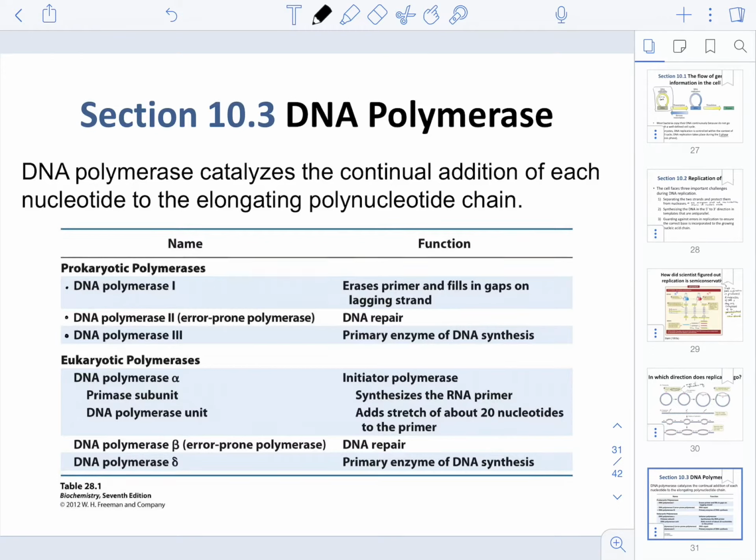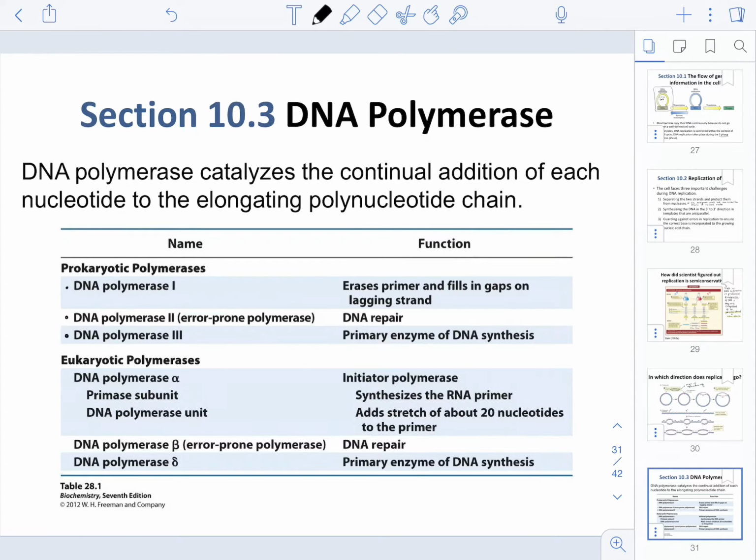When it comes to the enzyme responsible for catalyzing the synthesis of these new DNA molecules, understand that DNA polymerase is what catalyzes the continual addition of each nucleotide, resulting in the elongated polynucleotide, in this case making more DNA. We have different polymerases for prokaryotic DNA replication and for eukaryotic DNA replication.